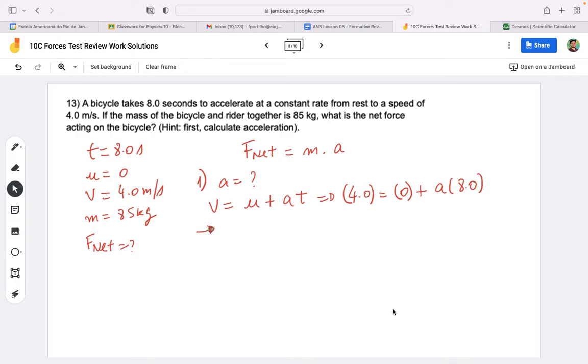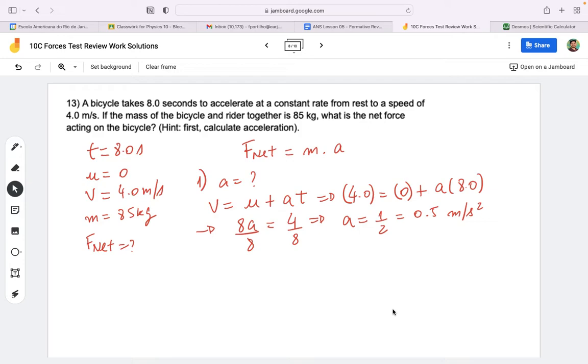So this is a one-step equation. We have 8a equals 4, dividing both sides by 8. We're left with 1 over 2, that is 0.5 meters per second squared.